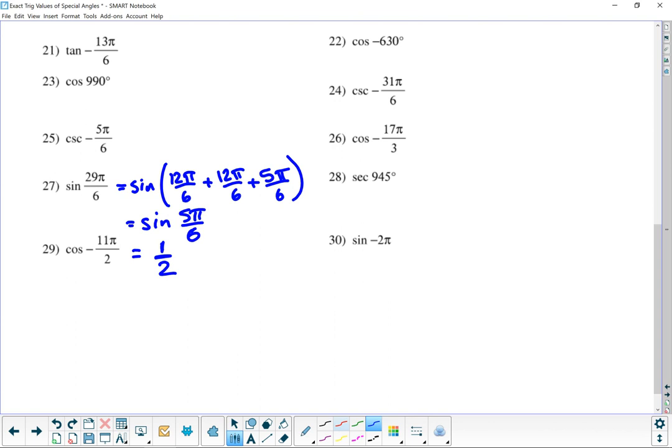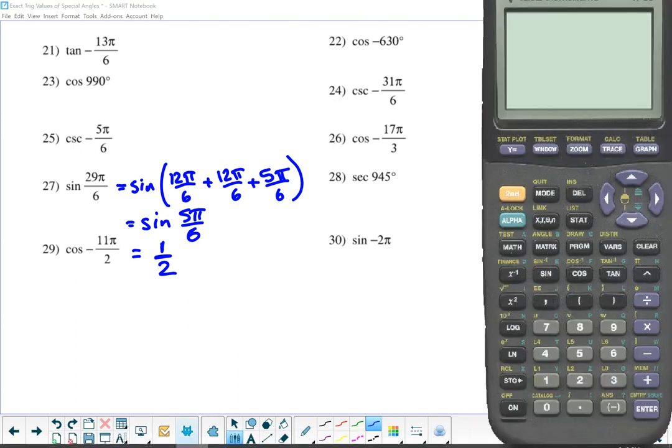28. 945. So that one I'm going to go ahead and use a calculator because I have one. So 945, I'm going to find out how many 360 degrees are there. So minus 1. Nope, there's more. So minus another one. Minus 2. Okay, and that's about it.